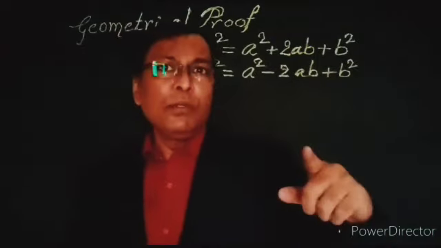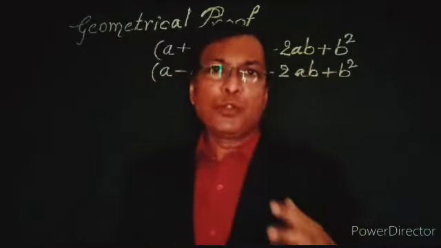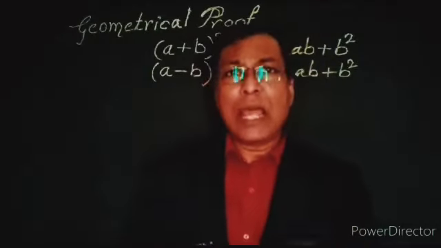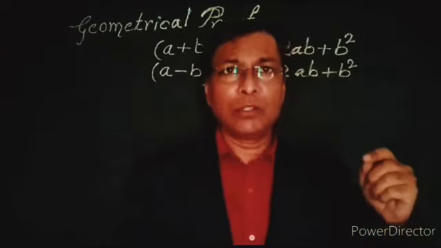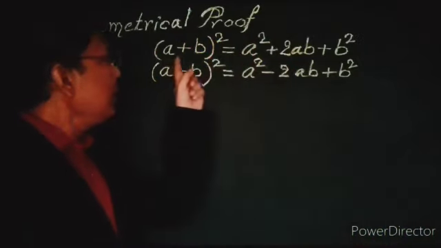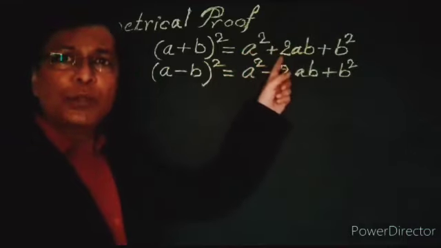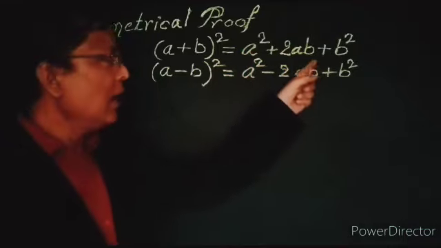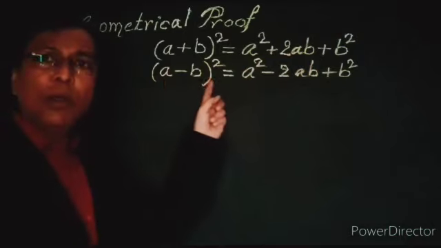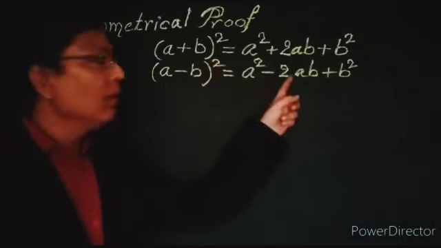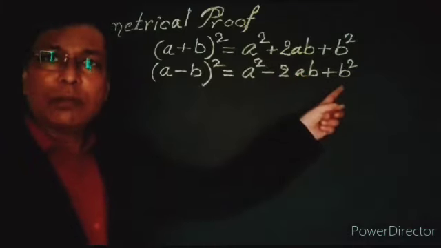Today I'm going to give you algebraic as well as geometrical proofs for the most widely used identities in schools and colleges, that is (a plus b) whole square equals a square plus 2ab plus b square, and (a minus b) whole square equals a square minus 2ab plus b square.